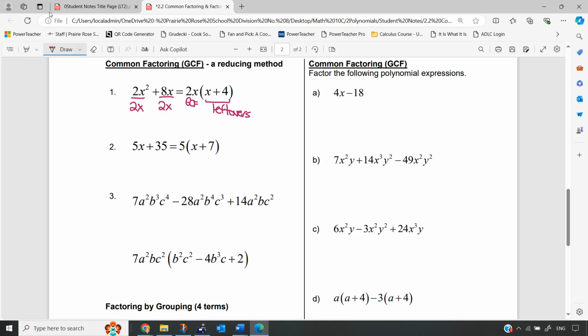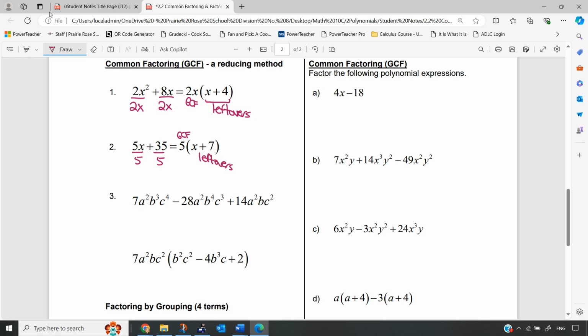For 5x plus 35, my GCF is 5. So I'm going to divide each term by 5. 5x divided by 5 is x, and 35 divided by 5 is positive 7. So 5 would be my GCF, and x plus 7 would be my leftovers.